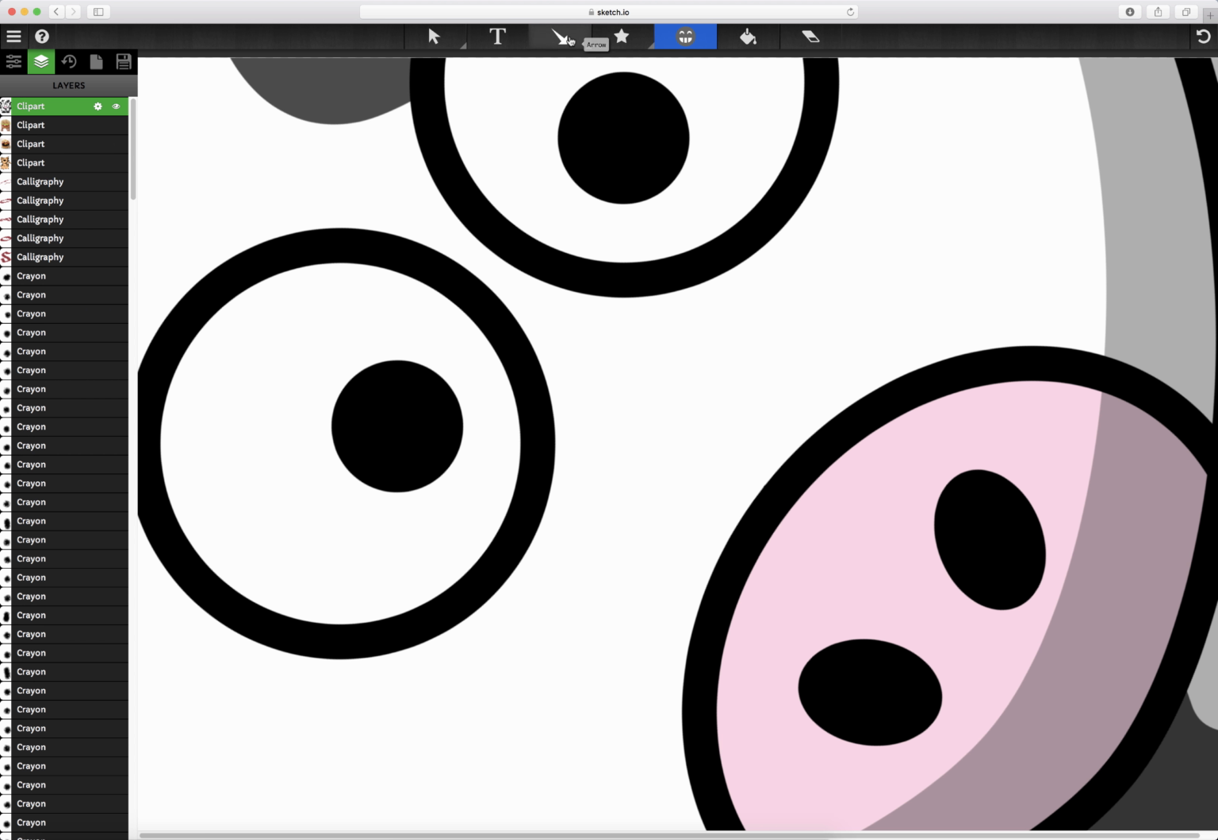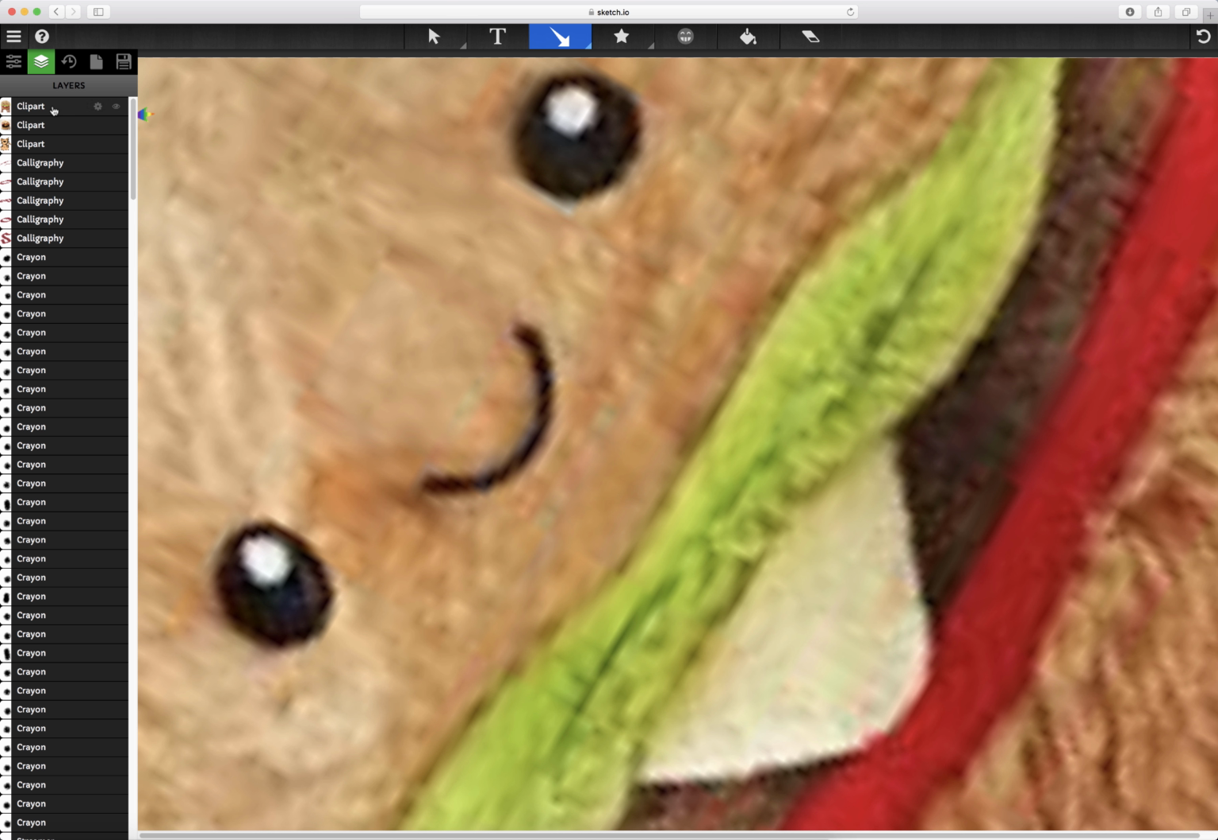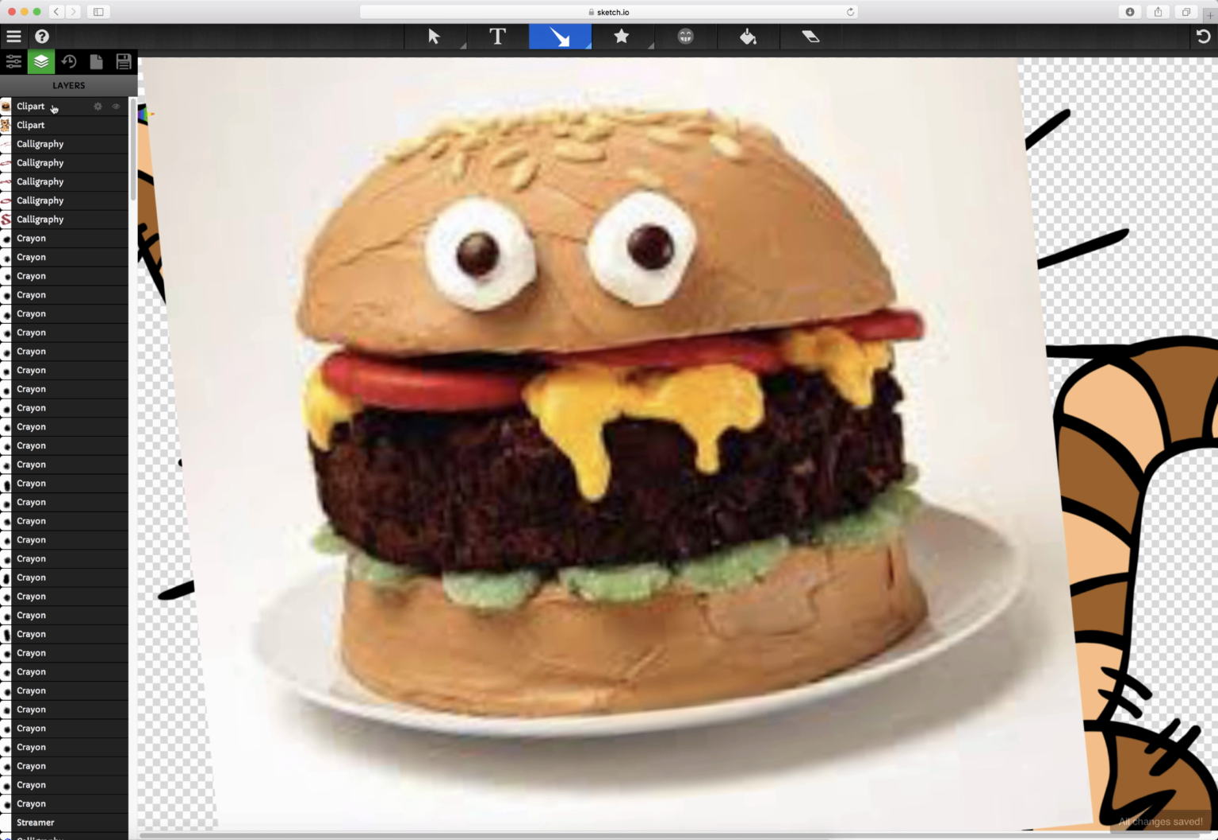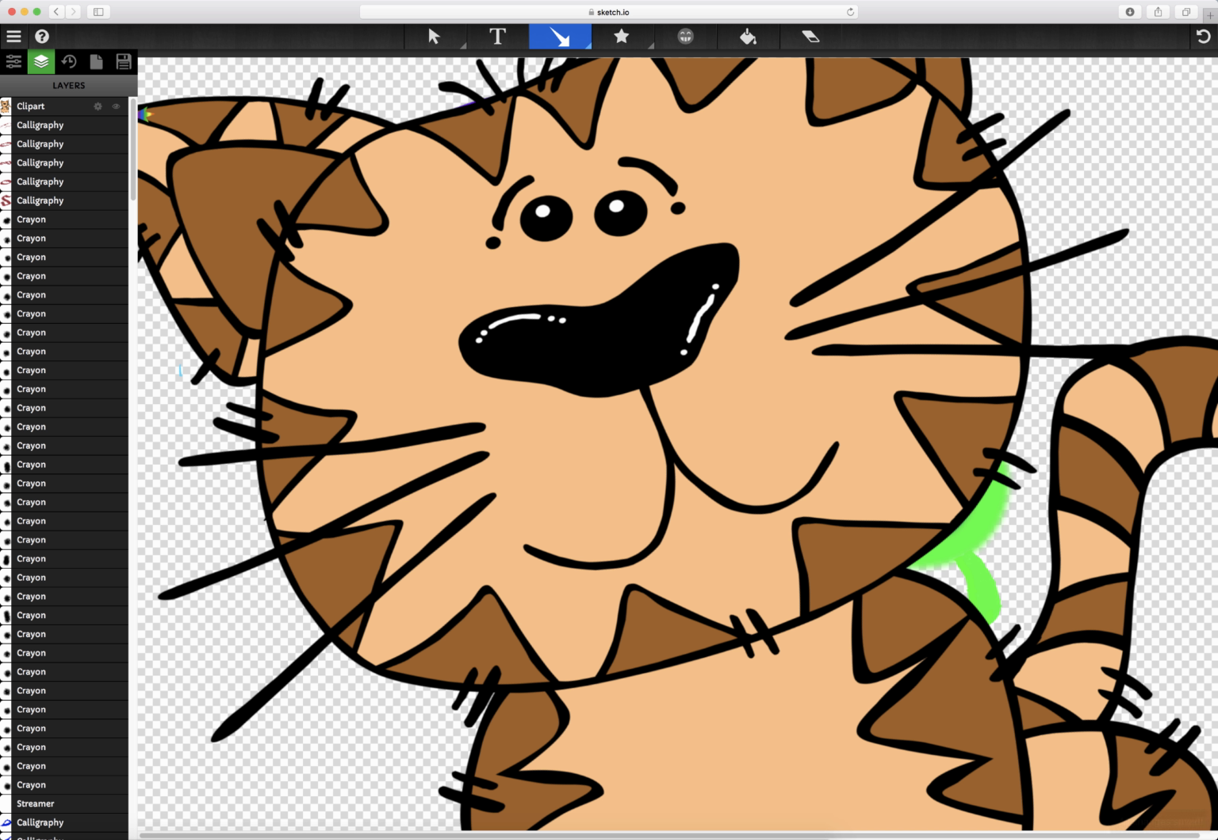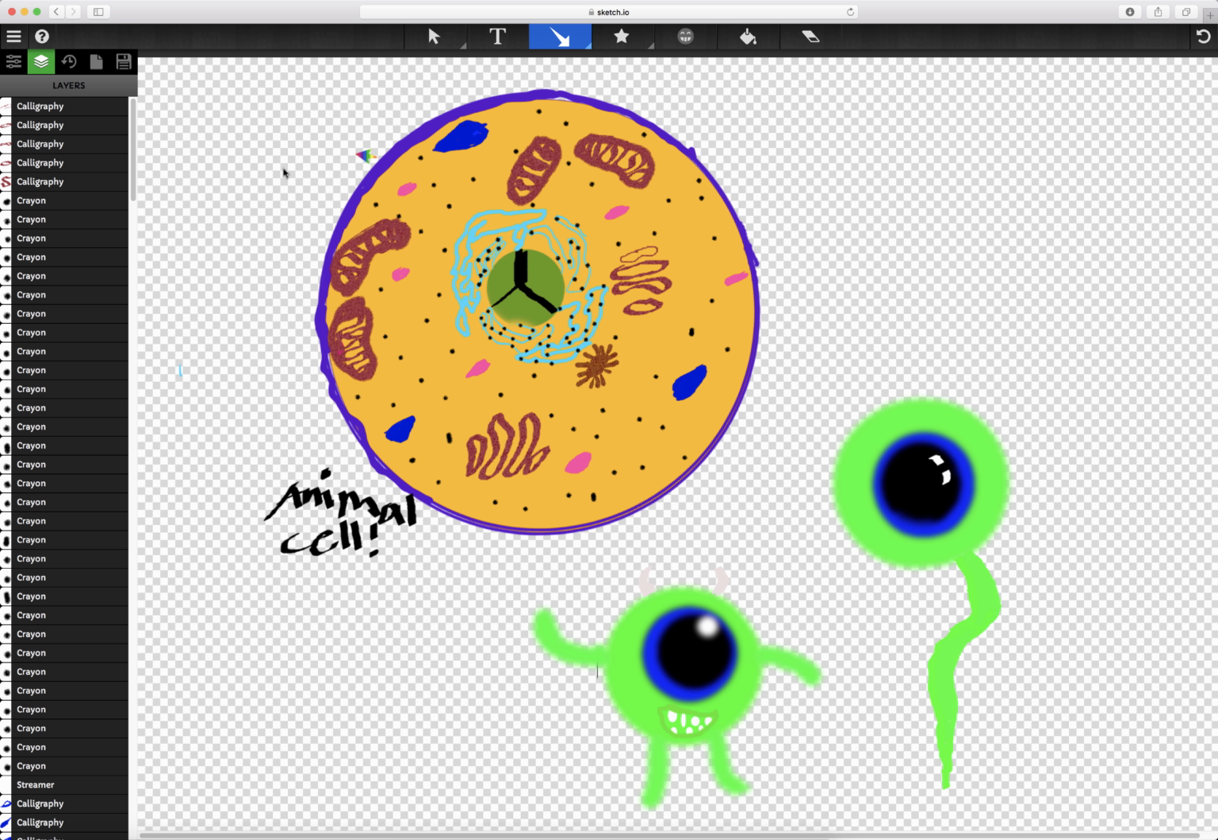This is a cow. Inside of cows, we have hamburgers. Inside of hamburgers, we have more hamburgers. Inside of more hamburgers, we have cats. Inside of cats, we have the animal cell. Yay! The animal cell has quite a few parts, and we're here to tell you about them.